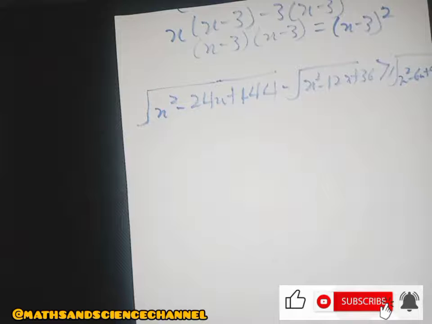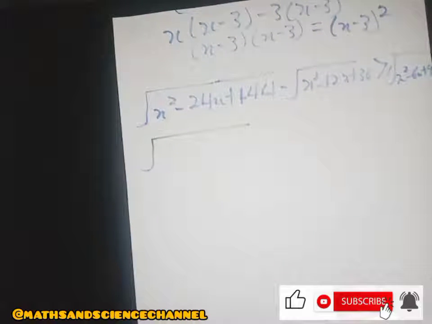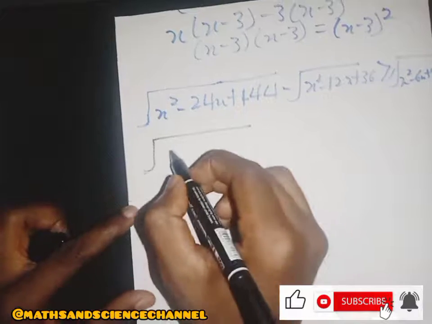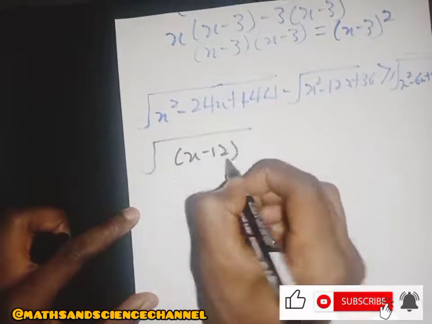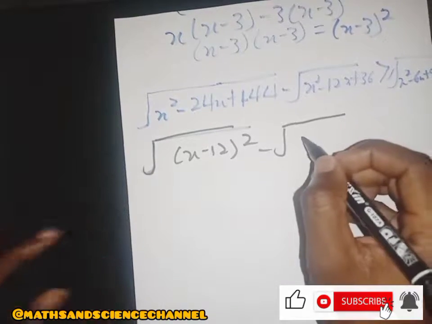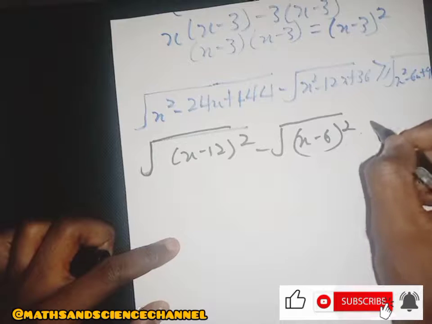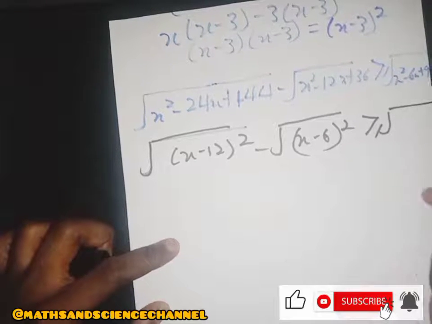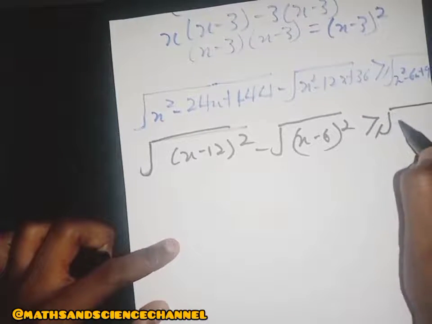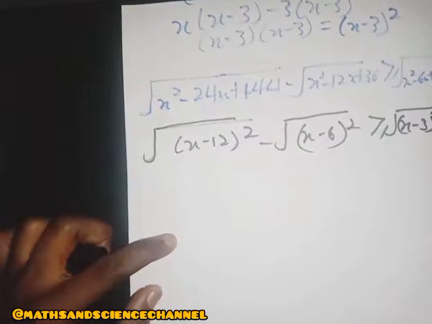So in this case, let's continue here. From here we have the whole of this just giving us, so we just substitute: x minus 12 squared here, right, minus we have this one to be x minus 6 all squared, then we have this one to be just x minus 3 all squared, right?